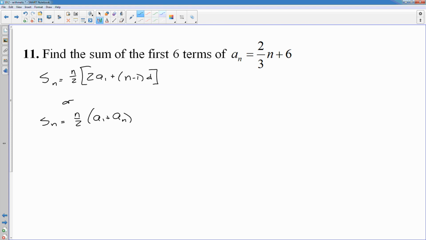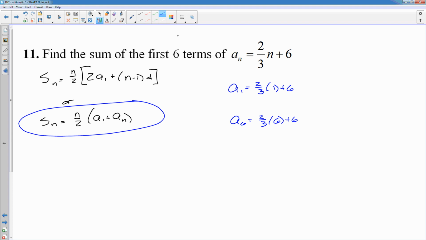And the reason I get to do that is because I could find my first term, a sub 1 is 2/3 times 1 plus 6. I could also find my last term, which in this case would be a sub 6, 2/3 times 6 plus 6. And we could work that out and actually use the second formula here, because getting the last term just means I have to plug in 6 to the formula. 2/3 times 1 plus 6 is going to be 6 and 2/3, which is 20 over 3. 2/3 times 6, 3 and 6 cancel, leave you 2. 2 times 2 is 4, plus 6 is 10.